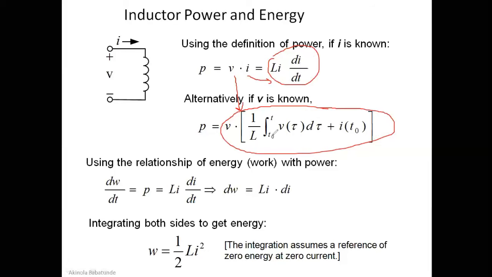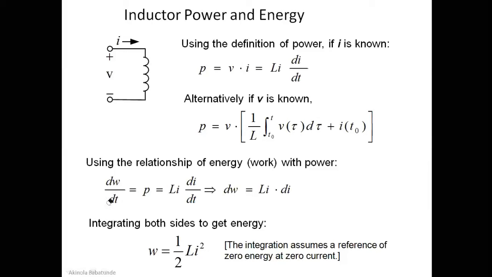Here it is just voltage and the inductance to find power. Here it is current and inductance to find power. So depending on the kind of question, project, or problem that you want to solve, you can use either of these two expressions to find the power. If current is known, this is what you use. If voltage is known, this equation here is what you use to find the power.